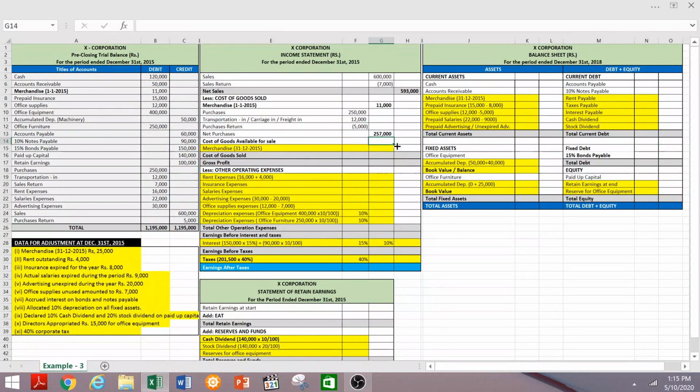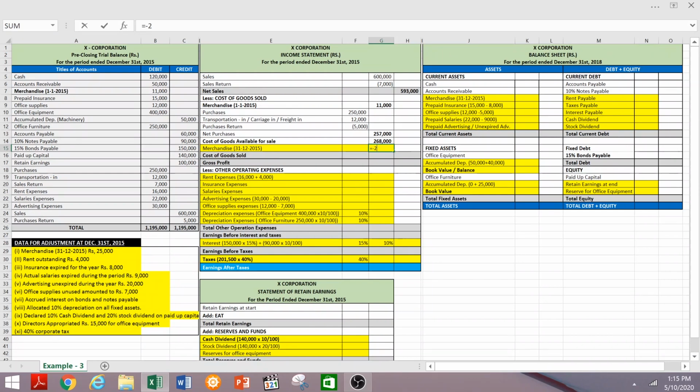Now we have to calculate cost of goods available for sale. So we need to add the opening inventory and the net purchases for the current period. By adding both of them we can easily calculate cost of goods available for sale. The next step is to subtract the unsold part, or closing inventory, from the cost of goods available for sale. The closing inventory is normally given in the adjusting data. You can see here, in the adjusting information, the closing inventory is given, which is equal to 25,000.